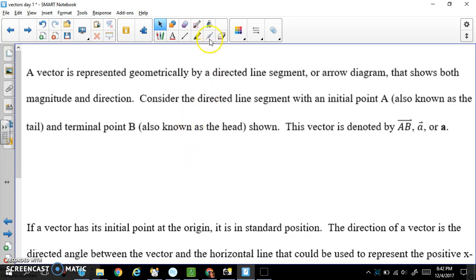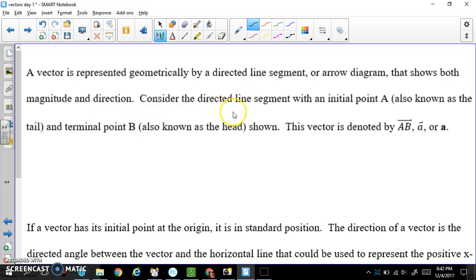Okay, so here we're going to do vectors. A vector is represented geometrically by a directed line segment or arrow diagram that shows both magnitude and direction. From physics, you should know that magnitude represents a length and direction is going to be your angle.